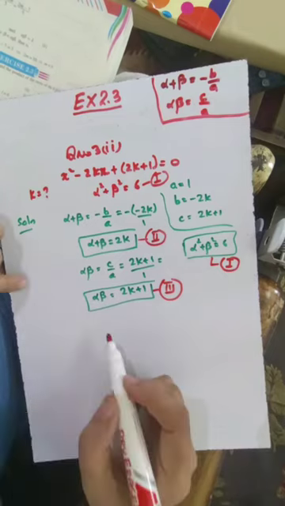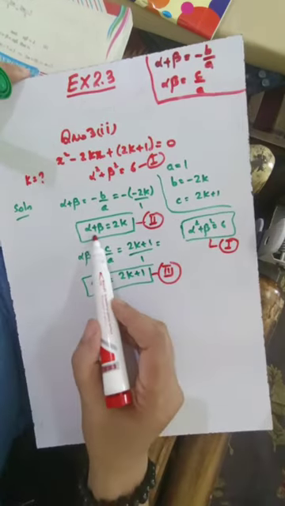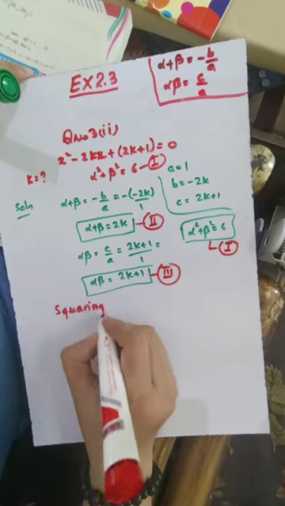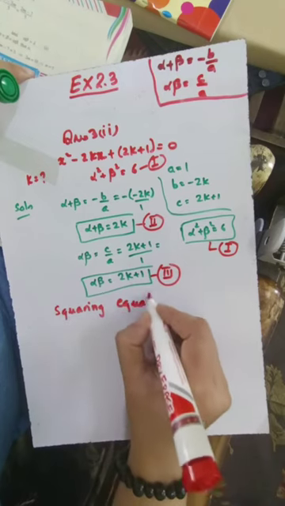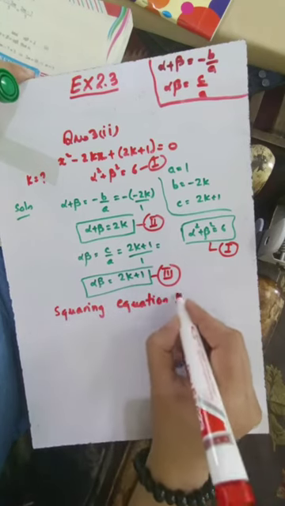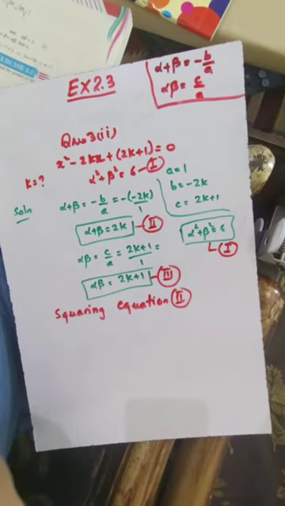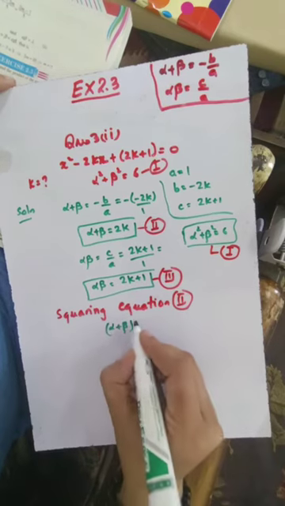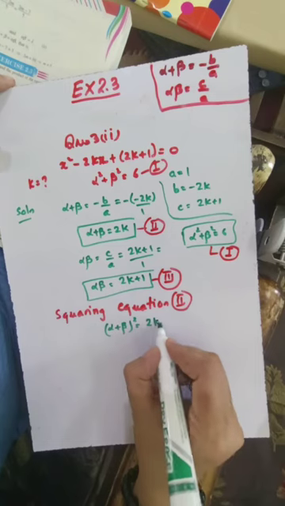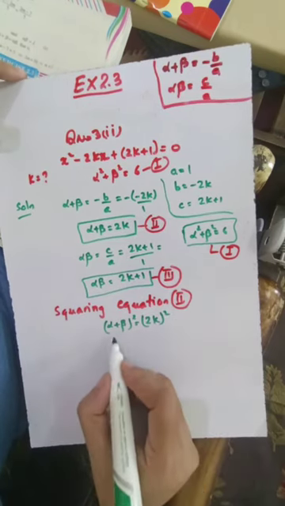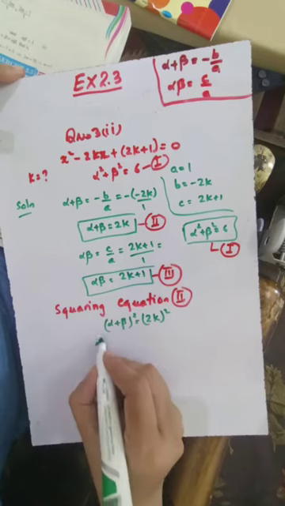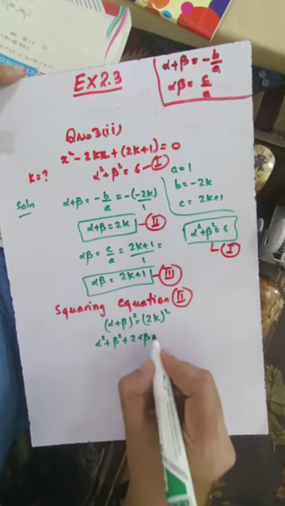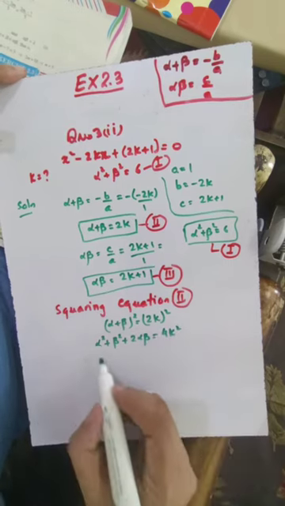Now the step I am going to do is square equation 2. Squaring equation 2, what do we get? Alpha plus beta whole square is equal to 2k whole square. Now opening this with the help of (a plus b) whole square, this will be equal to alpha square plus beta square plus twice alpha into beta is equal to 4k square.